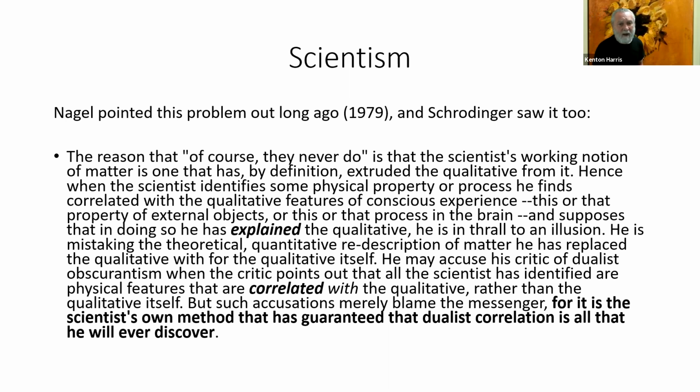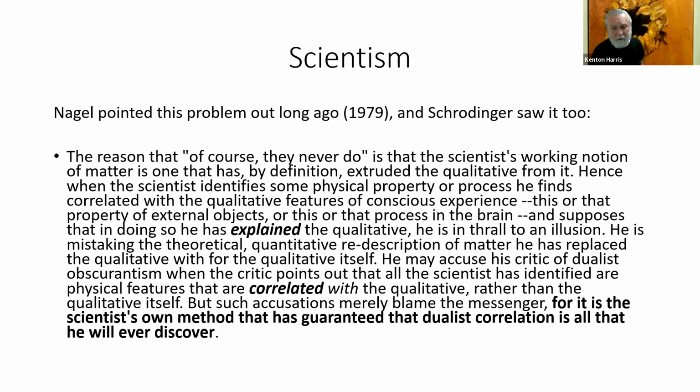Hence, when the scientist identifies some physical property or process he finds correlated with the qualitative features of conscious experience, this or that property of external objects, this or that process in the brain, and supposes that in so doing he has explained the qualitative, he is in the thrall of an illusion. He is mistaking the theoretical, quantitative redescription of matter he has replaced the qualitative with for the qualitative itself. So notice if I say, oh, what a pain really is, is a neuron firing in your brain. Well, I've replaced the qualitative pain with the quantitative brain activity. But that's not to say I've identified it, right? I may have correlated it, but I haven't shown that the two are identical.